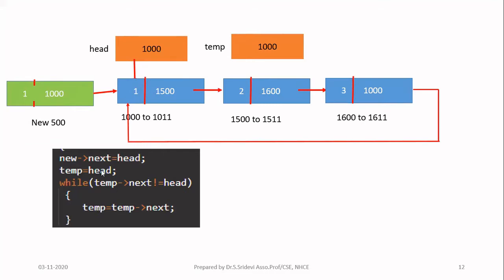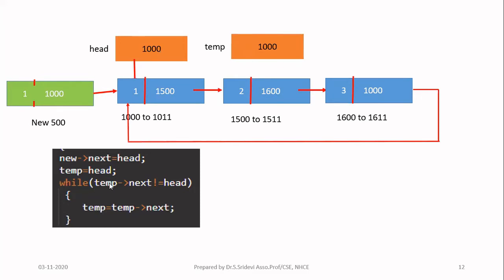Then what I'm doing is, I am keeping a copy of the data available in head in temp. That means I am creating this one. Why do I need to create it? Because I have to travel through the entire linked list. I have to find this part. Whenever I want to travel through the entire list, I have to keep a temporary variable. So in temp, I am copying the value of head.